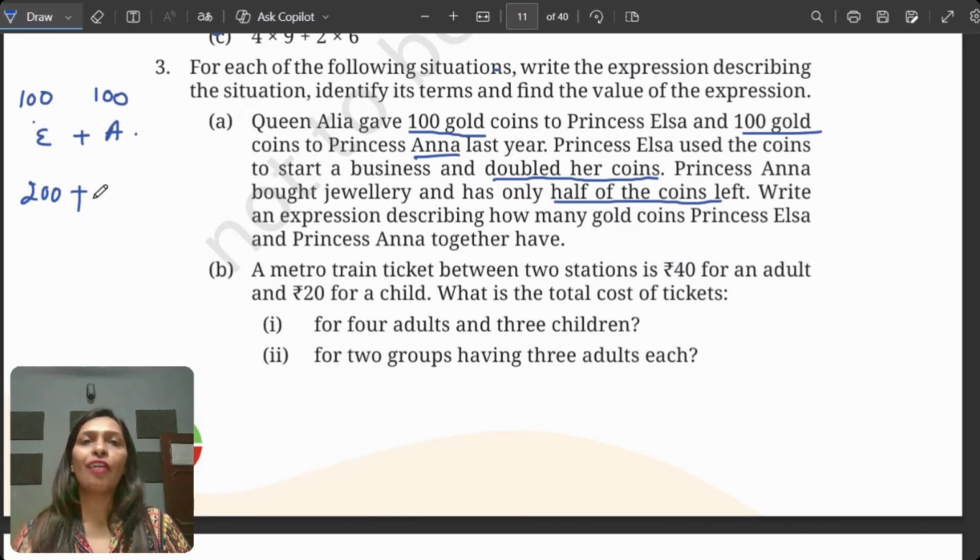Okay, and then we have Anna. She has purchased jewelry, and now she has got half of it. What is the meaning of half? It means divided by 2, getting it half. So earlier she had 100, now how much is she left with? 50 only. Half of 100 is 50.